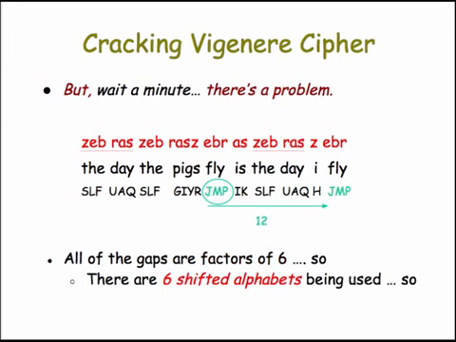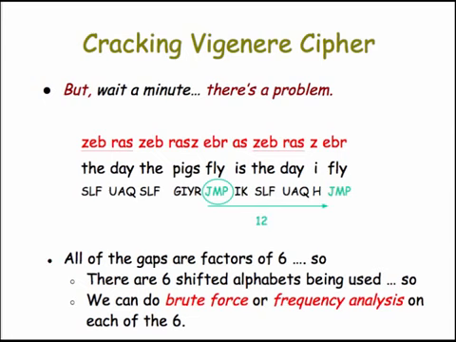Because the gaps are all factors of 6, we can guess that 6 shifted alphabets were used to encrypt this message. Because of that, we can now break the text into 6 separate messages and do brute force or frequency analysis on each of the 6 portions of the message to recover the original message. Don't think that this type of repetition occurs only in a rigged message such as this one. It would occur in any encrypted message that contains a sufficient amount of text.